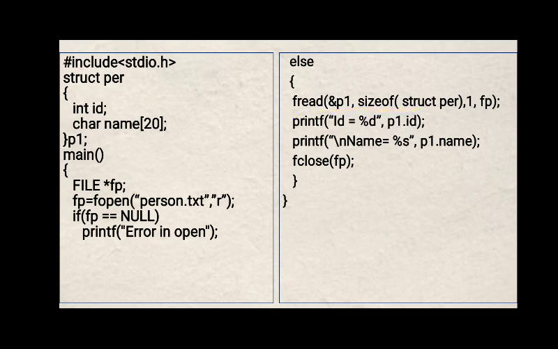The first data will be stored into p1.id, and the second data will be stored into p1.name, and that value will be displayed. So you don't have to individually read p1.id and p1.name from the file. You can combine it as a single function and read the entire structure content into a structure variable. So that is the use of fread, to read a single entire block of data, which is usually structure data.